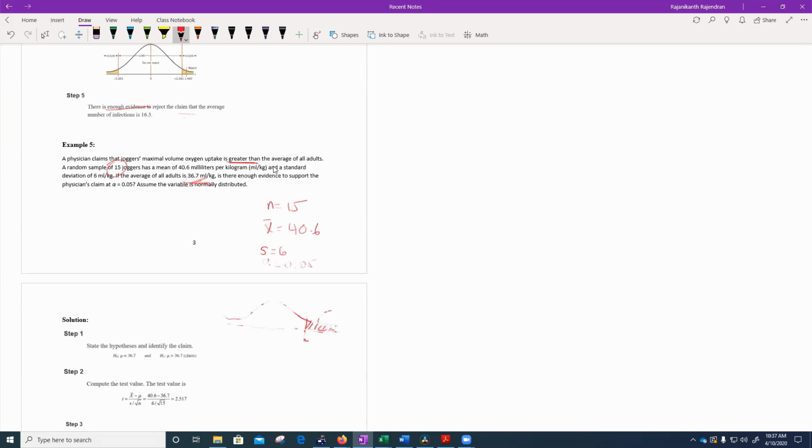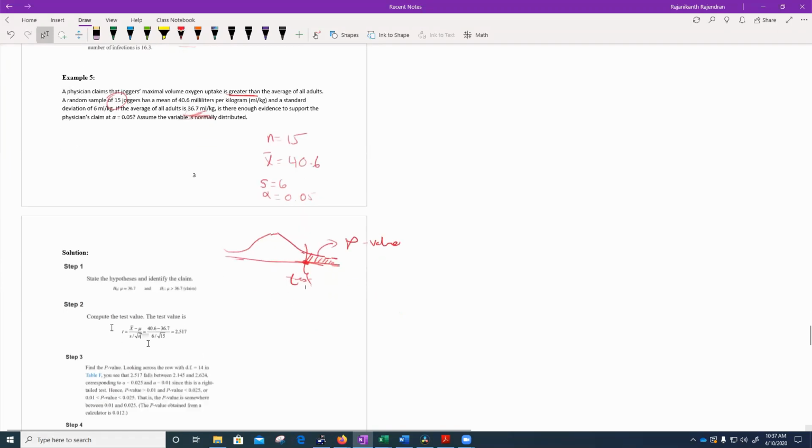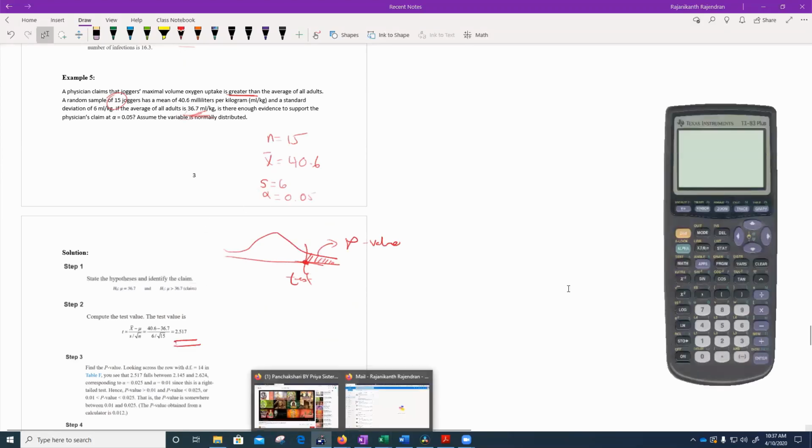right? So I'm going to use the p-value method. Therefore, p-value means you need to find the test value. I don't want to find the critical value, right? So I'm using the calculator, so you don't need to do it like this if you want. Here we have done it the manual way, right? 2.517. But I'm using the calculator and checking whether we get this answer for the test value. Okay, so let's use the calculator then. But remember, now we are going to use the t-test.